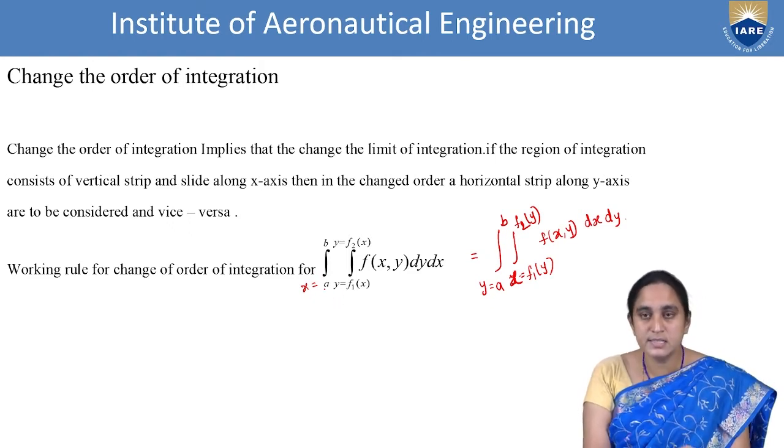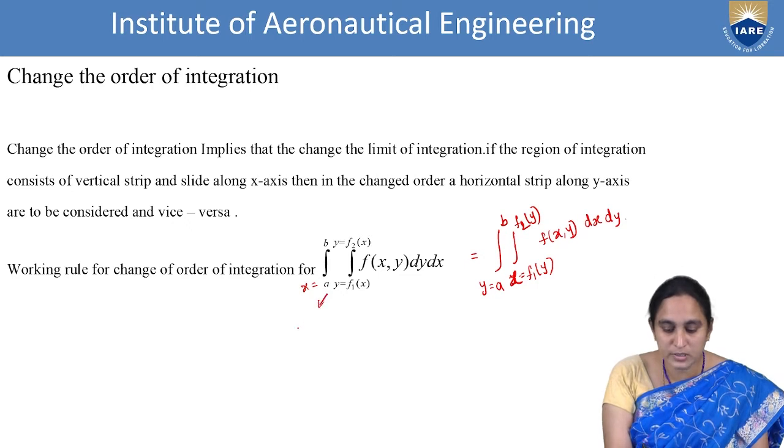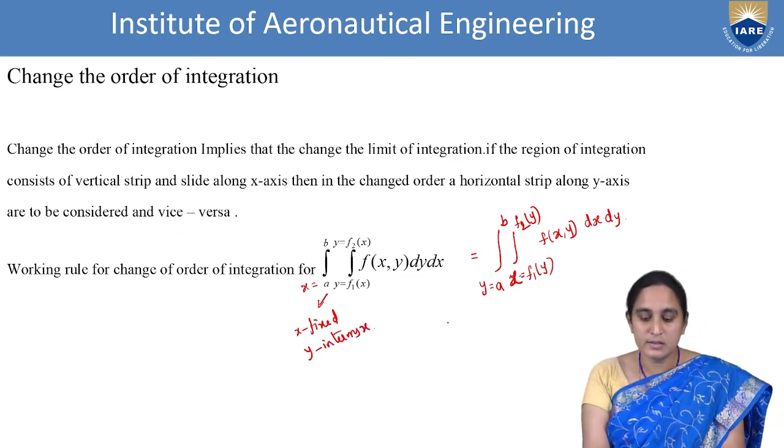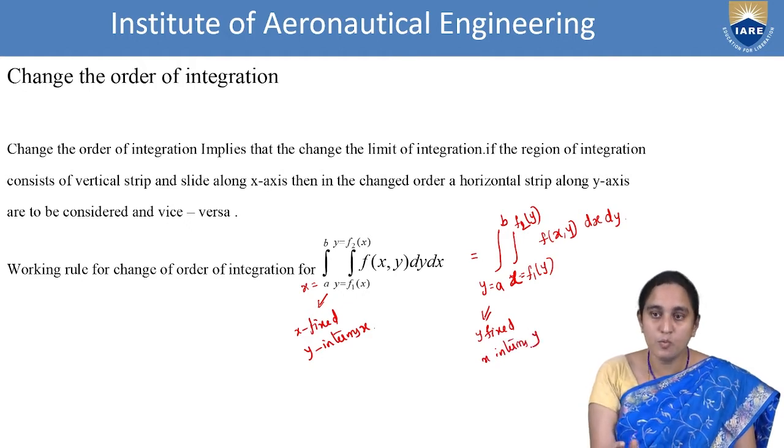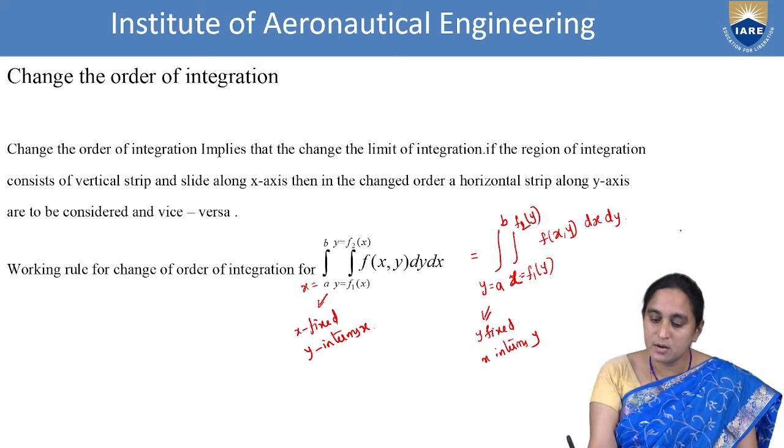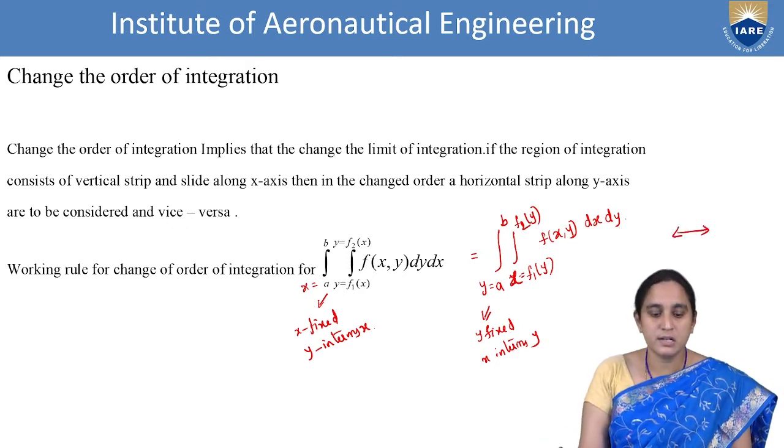Observe the working rule for change of the order of integration. In the given question, x is fixed and y is in terms of x. Now I change it so that y is fixed and x is in terms of y. How do I convert it? By using a horizontal strip.